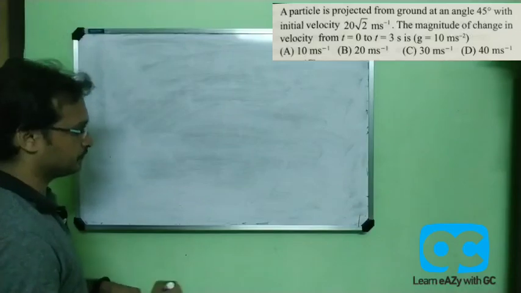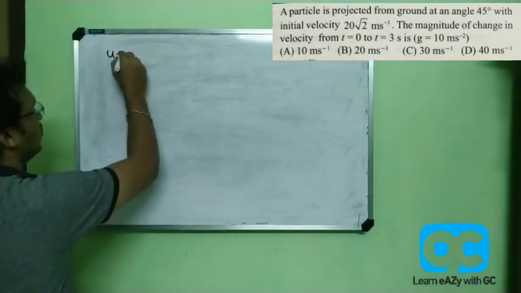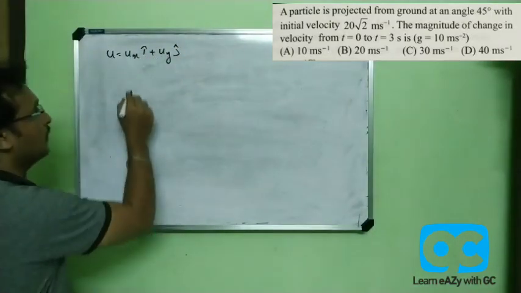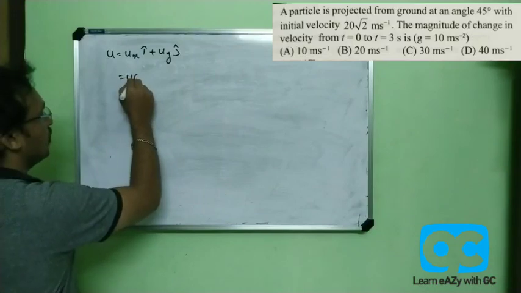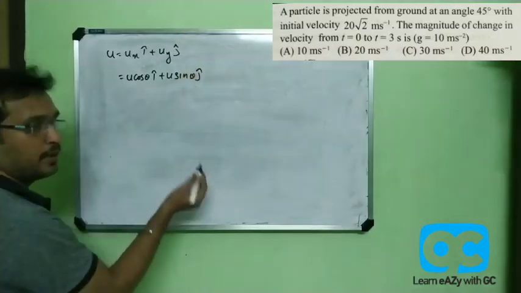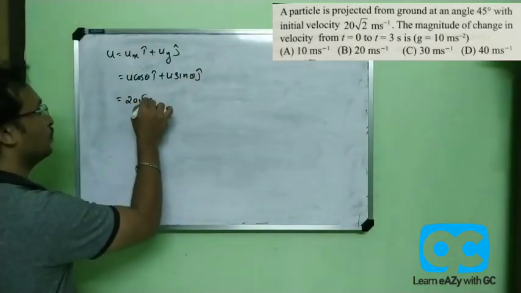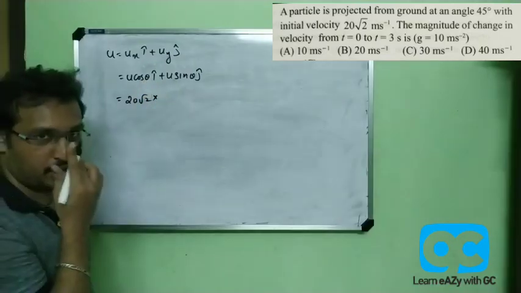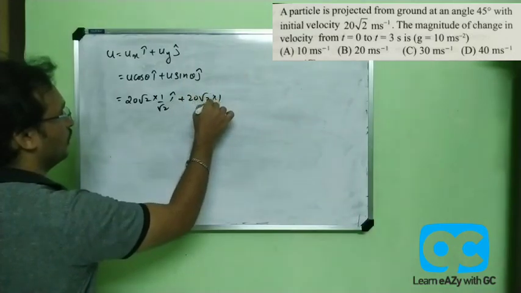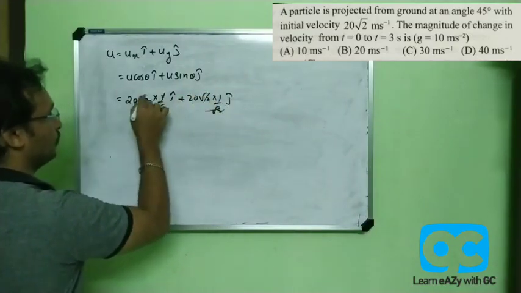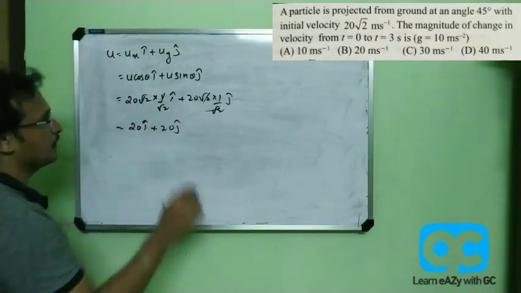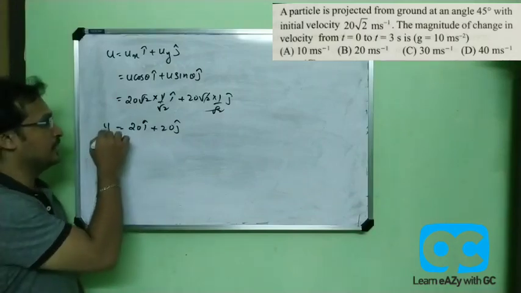Listen. We know that u, the initial velocity, equals ux into i plus uy into j. That means u cos theta into i plus u sin theta into j in 2 dimensions. 20 root 2 into cos 45, and theta is given as 45. What is cos 45? 1 by root 2, plus 20 root 2 into 1 by root 2 j. Root 2 and root 2 cancel. You will get u equal to 20i plus 20j, say equation 1.